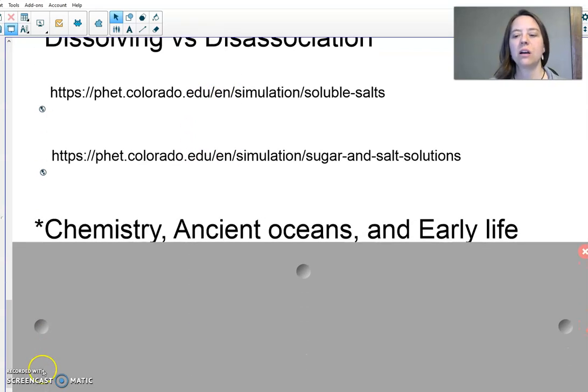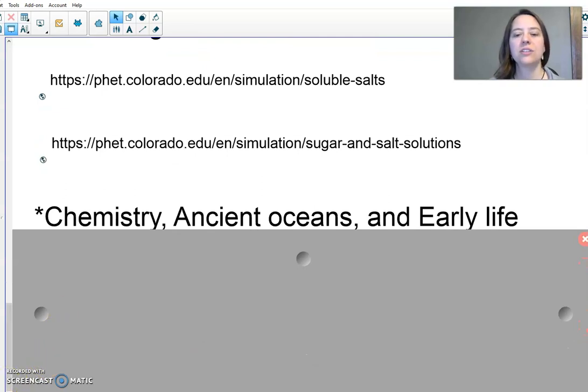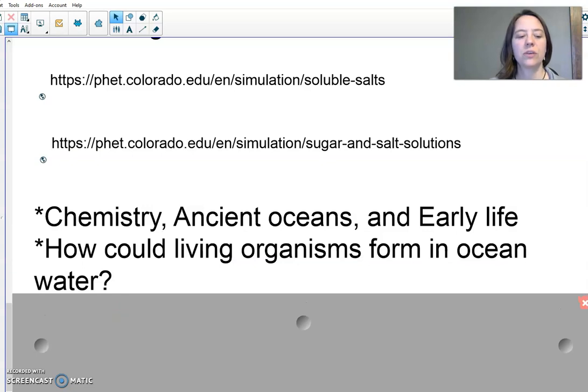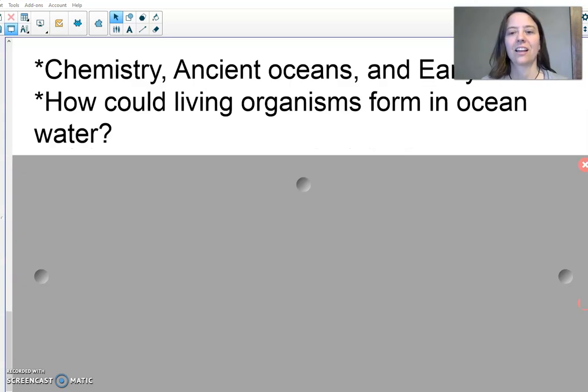So the last part of chapter 9 is chemistry, ancient oceans, and early life. The question from the reading is, how could living organisms form in ocean water? There is a famous experiment. Miller and Urey did an experiment where they simulated early oceans, early Earth. We know that water is a great solvent, and so it would have a lot of minerals and elements dissolved in it.